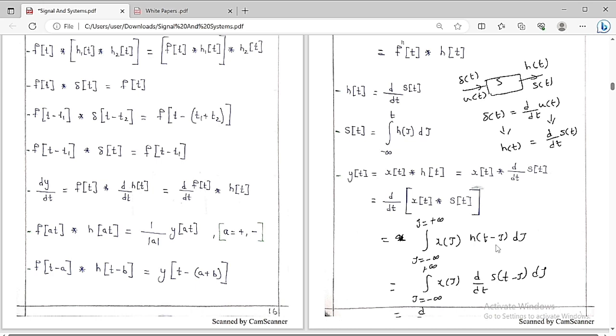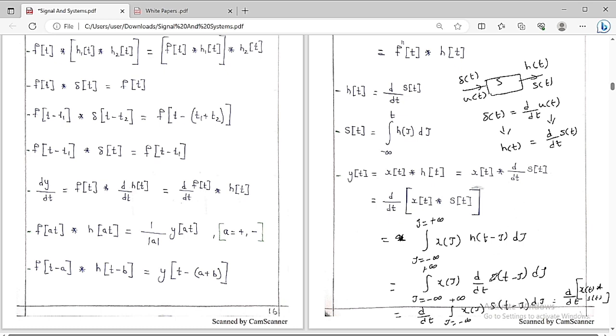It will become d by dt of the integration from tau equal to minus infinity to plus infinity of x of tau s of t minus tau d tau. So this signal is nothing but d by dt of x of t convolution s of t. This is what I am trying to tell you. As I already told you, h of t is nothing but d by dt of s of t.